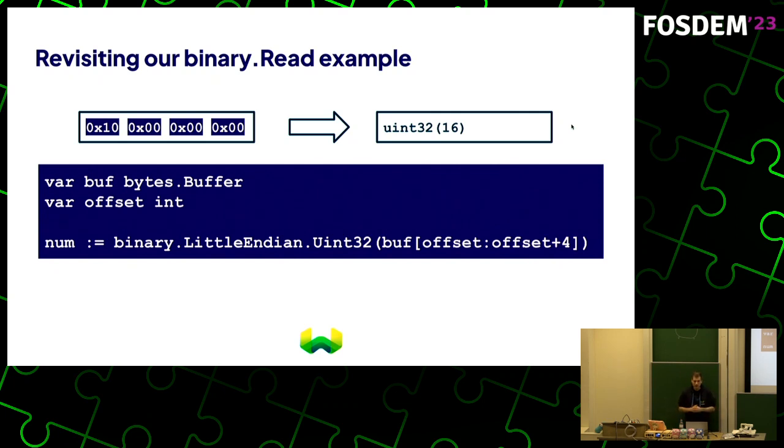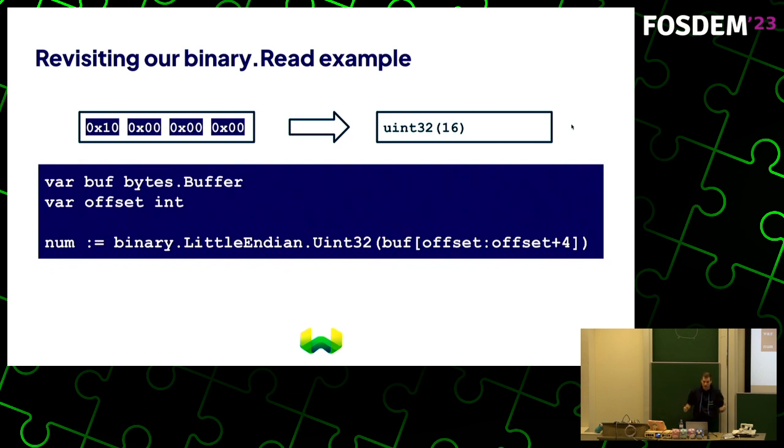Well, we can simplify a bit. It turns out that the encoding/binary package also has another method that is just called Uint32 on the LittleEndian type. And it kind of does the same thing. You just put in the buffer on the one side. So no reader this time. You just put in the raw buffer, basically, with the position offset. And on the other side, you get the number out.